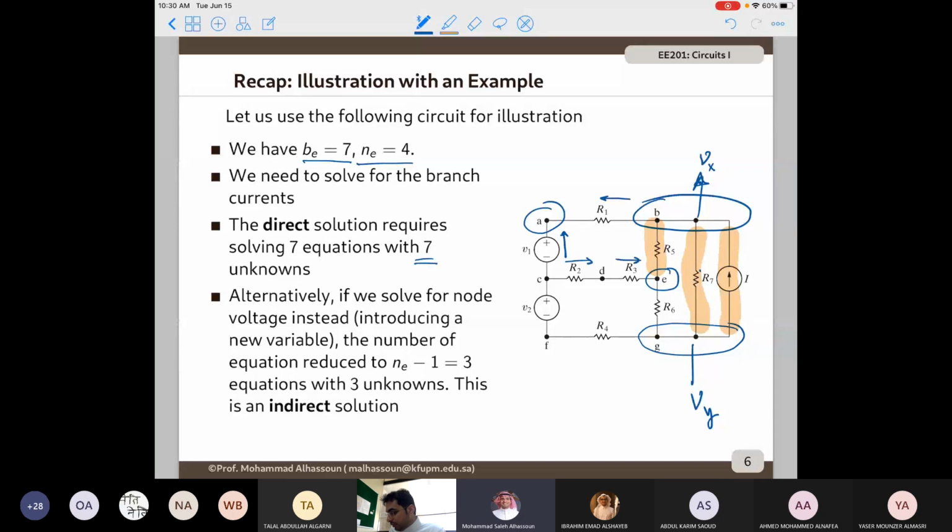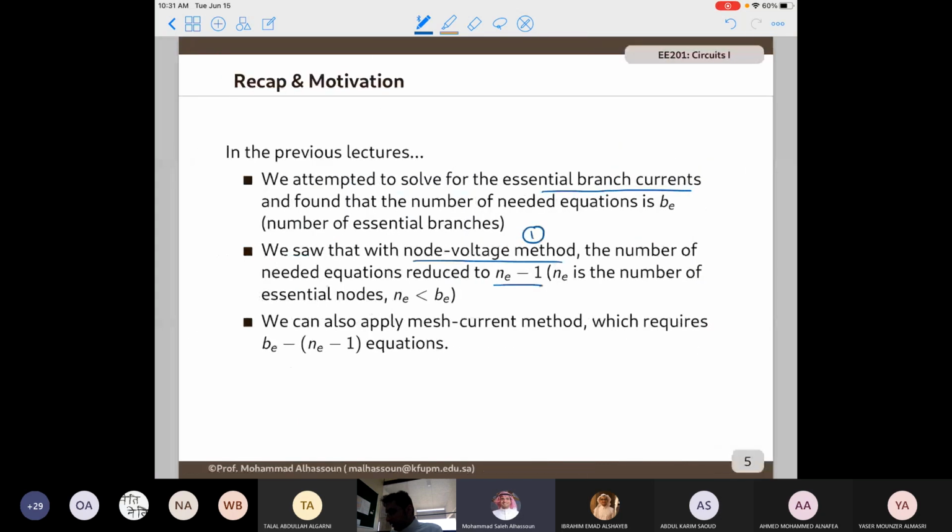So if we use the node voltage method, we introduce a new variable. The equations that we need to solve are going to be 3 equations with 3 unknowns. So inverting a 3 by 3 matrix is much simpler than inverting a 7 by 7 matrix. And in fact, you can do it with your calculator. All of your calculators can do it. So this is the first approach, and this is what we're going to cover in today's lecture.